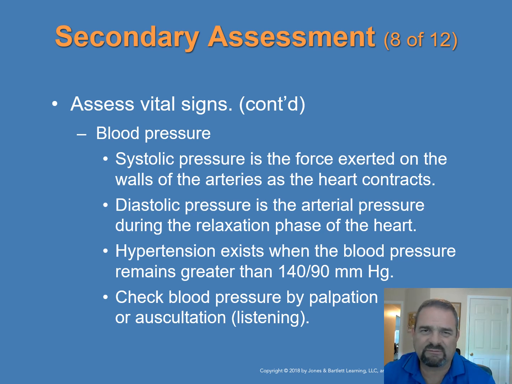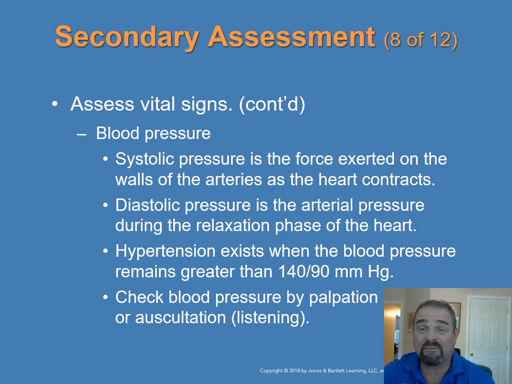Checking the blood pressure by palpation is an easy one to do. You get the blood pressure cuff onto the uninjured arm. Make sure it's not on an injured arm. And go ahead and wrap the cuff around the upper arm. The bottom of the cuff should be 1 to 2 inches above the crease of the elbow. Be sure to use the appropriate size cuff for the patient, such as a narrow cuff for a child and an extra large cuff for an obese patient.